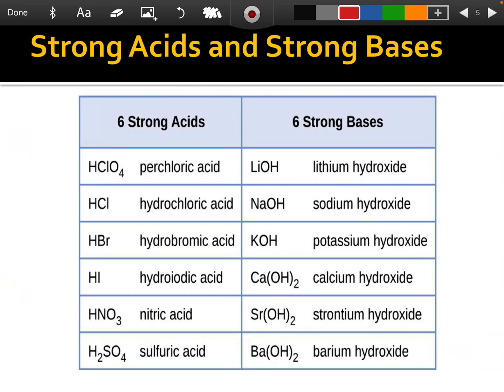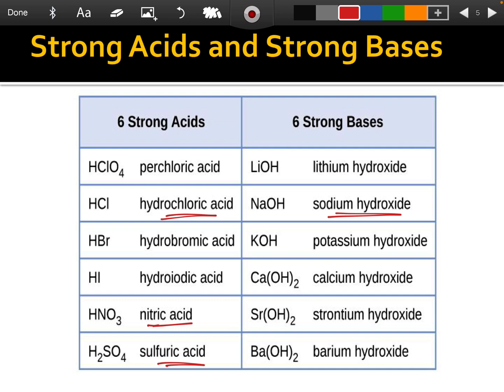And then last but not least, here is a list of 6 strong acids and 6 strong bases. Some of these you'll have heard of, probably more so the acids. Nitric acid, sulfuric acid, hydrochloric acid, those are probably the 3 more common ones that you've heard of. And then here is sodium hydroxide that you may have heard of as well. So those are just some examples of strong acids and strong bases.